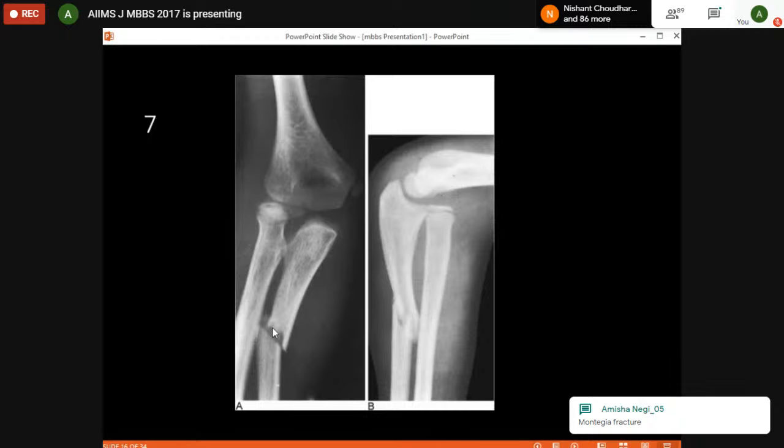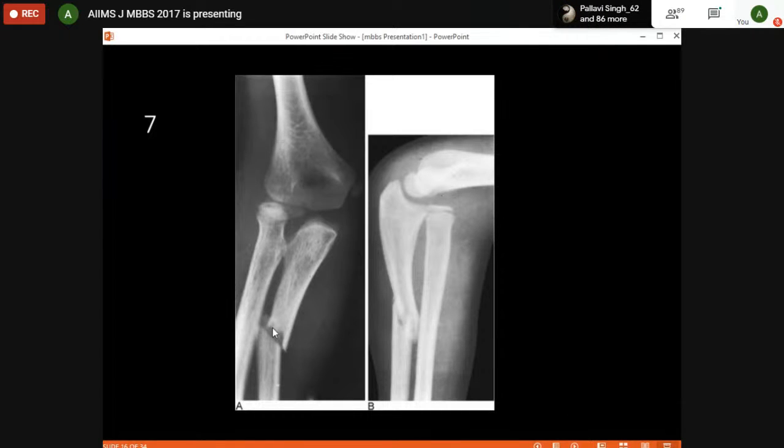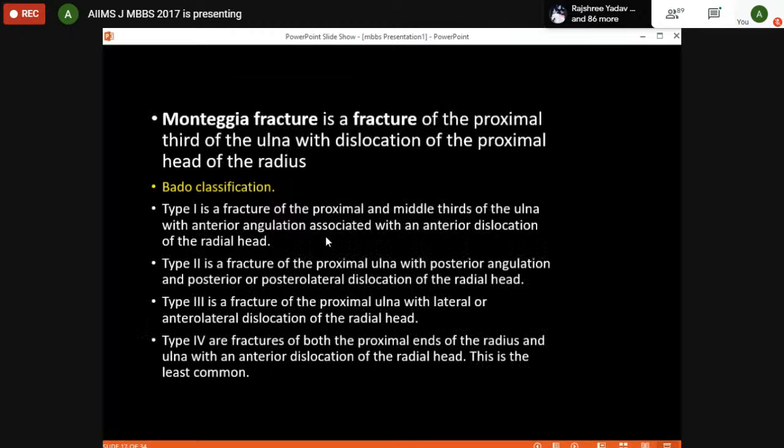Monteggia fracture, okay. Anyone else? Okay, Monteggia fracture is good, Amisha, very good, but it's an incomplete answer because Monteggia fracture in most cases is associated with a dislocation. So you have to call it Monteggia fracture with dislocation. Basically, there is fracture of the ulna along with dislocation of the proximal radioulnar joint. So what is Monteggia fracture? It is fracture of the proximal third of ulna with dislocation of the proximal head of radius. More often than not, it will be associated with dislocation of the proximal radius and radioulnar joint.